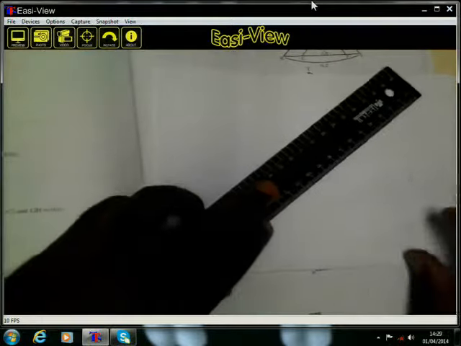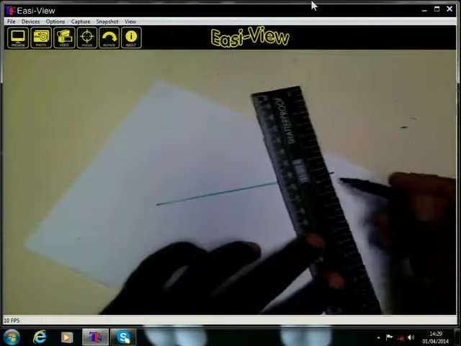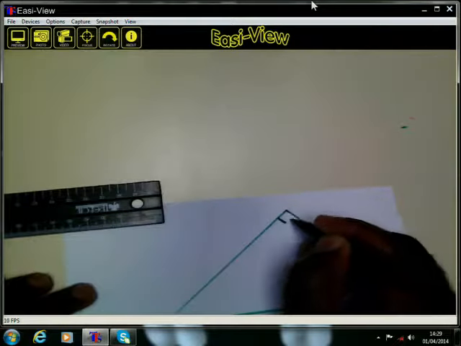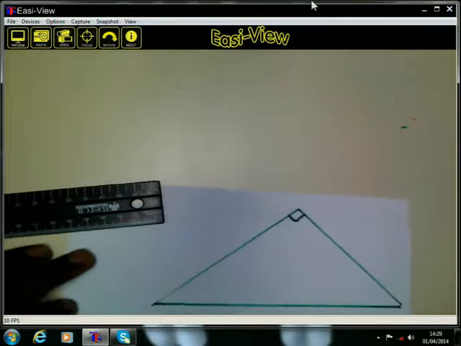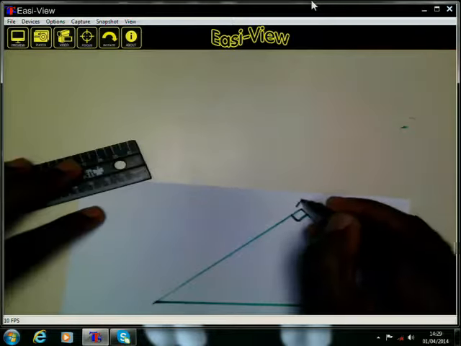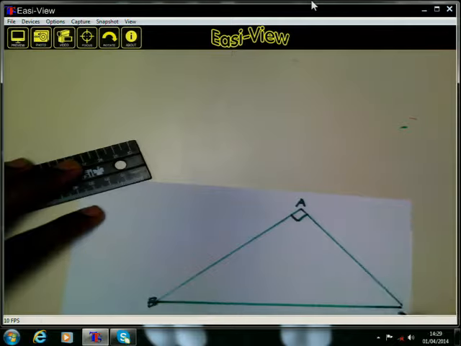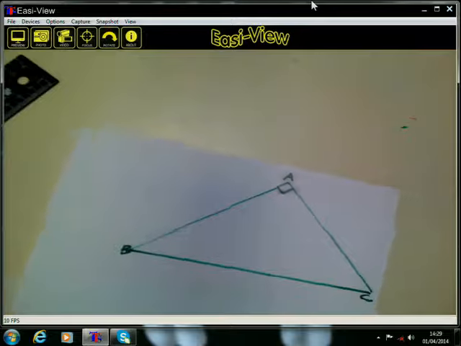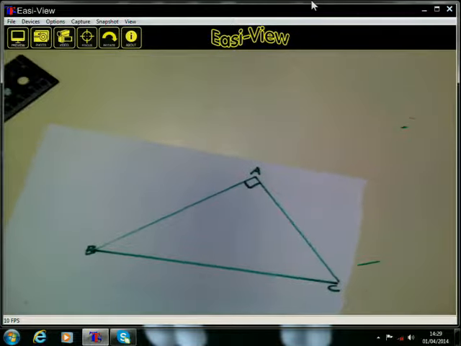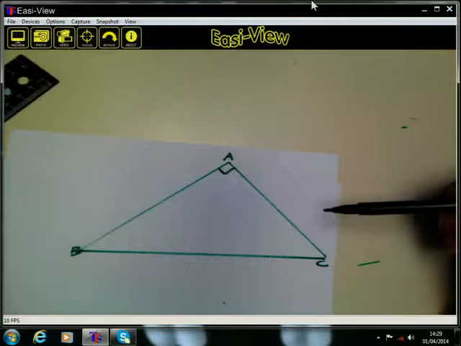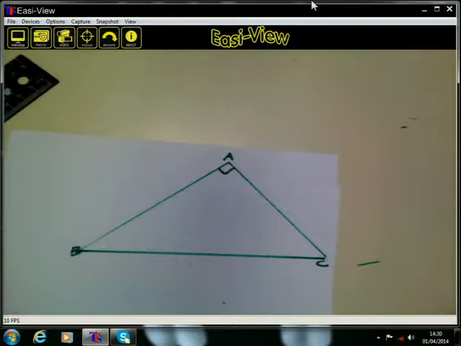We are given a right-angled triangle. Let me put away this so that we can have our nice right-angled triangle. The story is about a right-angled triangle. Why do we say this is a right-angled triangle? Because this angle must always be equal to 90. We are having right-angled triangle A, B, C.